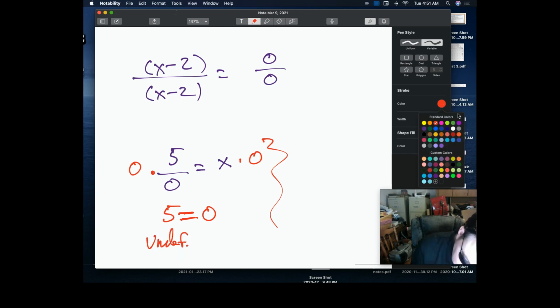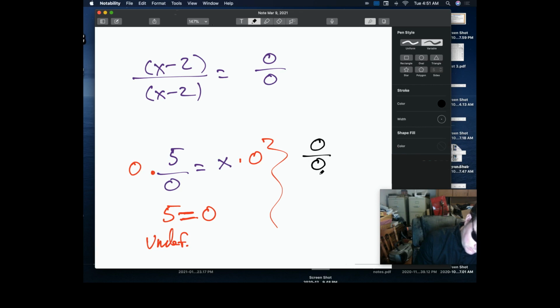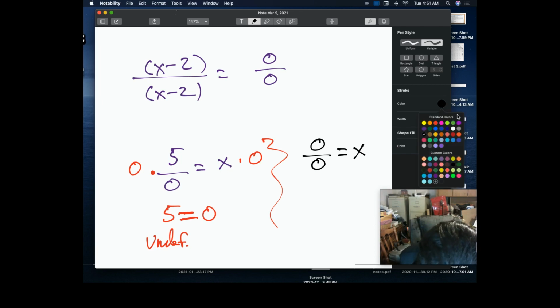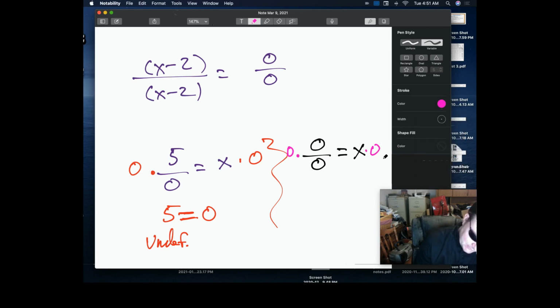However, if you have something like 0 over 0, this is indeterminate because if you multiply by 0, you get 0 equals x times 0, which gives you 0 equals 0, okay? Which is true, which is valid. But this also says, I don't know what x is, because this is true independent of what x is.